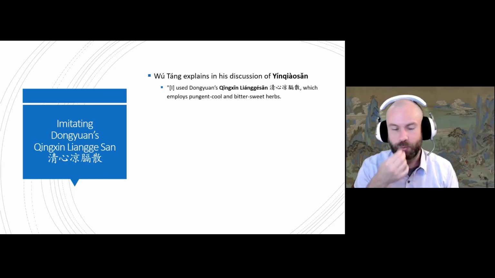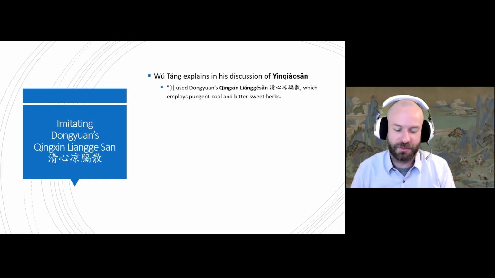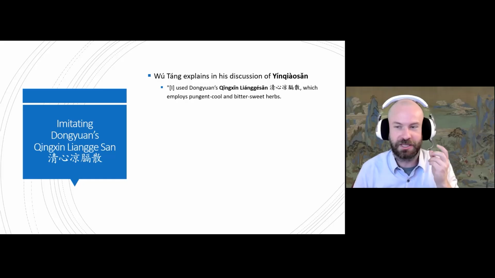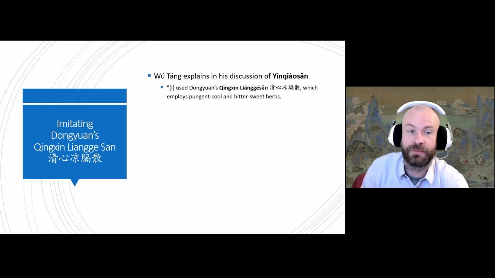Sorry, Wutong is also Wu Jutong's other name as well. One thing that you realize when you start reading about doctors in Chinese is that they sometimes have two or three names, and it can get a little bit confusing. But this is quoting from his discussion in the book.